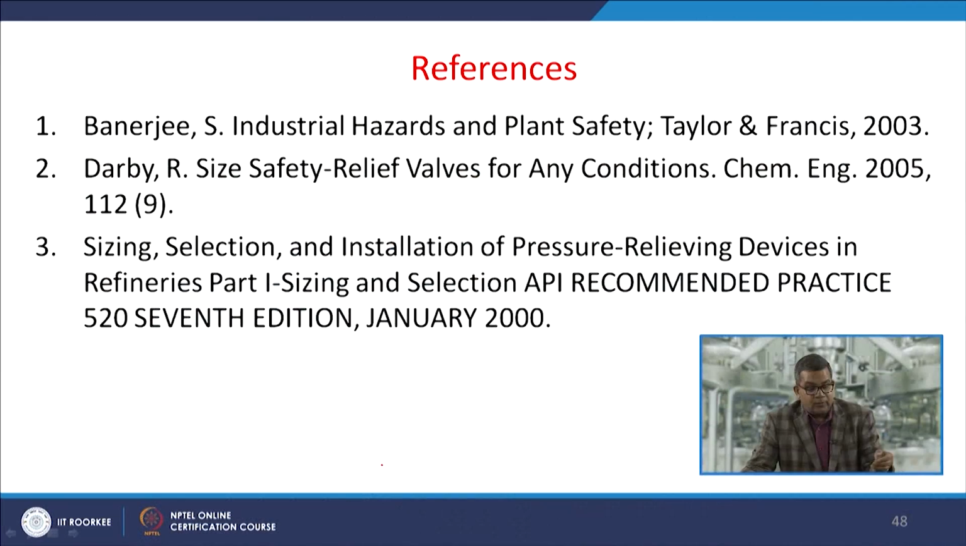Now, in this particular module, we had a discussion about the relief sizing, different types of models we have discussed, and different types of equations we have developed for the proper relief sizing. Now, if you wish to have further reading, there are references which are enlisted in this particular slide.